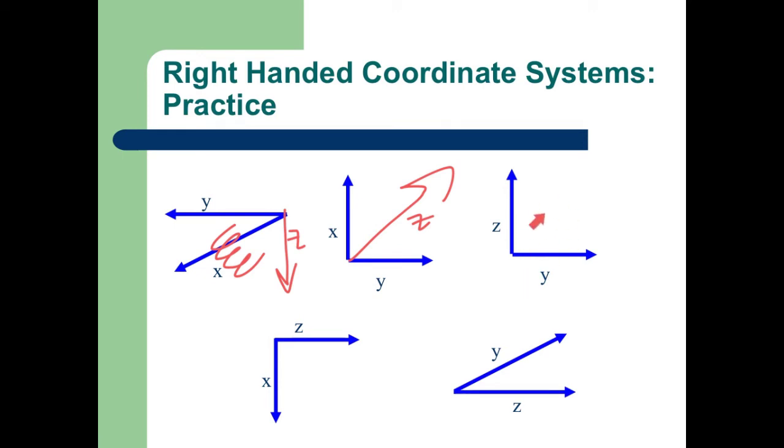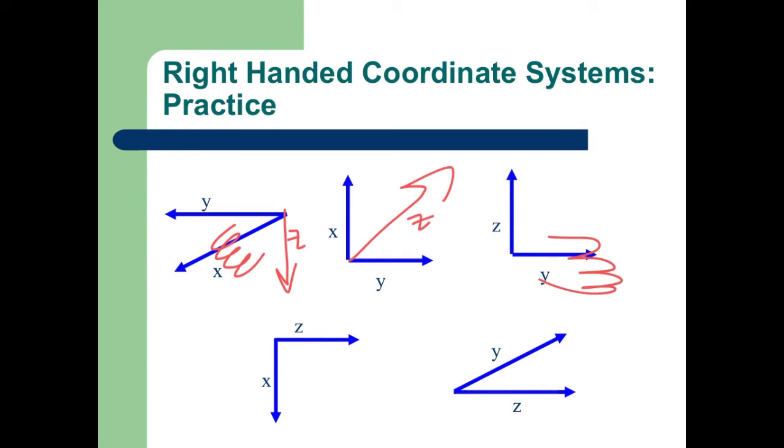Let's take a look at this third example now. Now, we have Y and Z. So remember, X goes to Y goes to Z, Z goes to X. So we're going to go Y to Z. So I'm going to put my fingers in the direction of the Y axis so that my palm is facing Z.